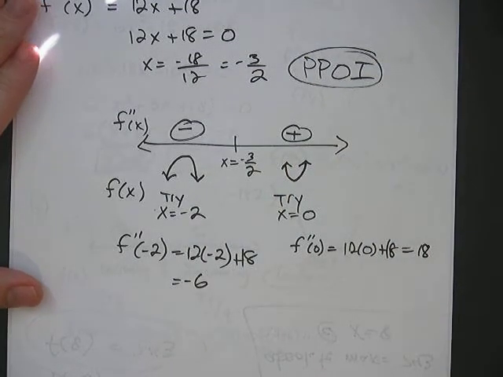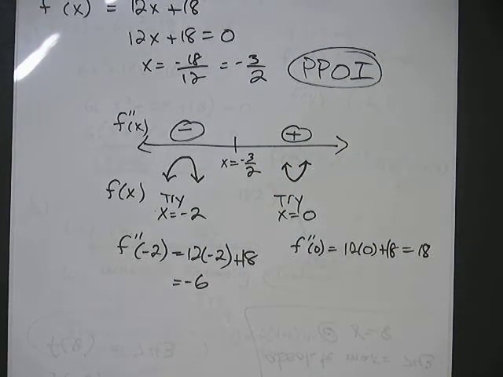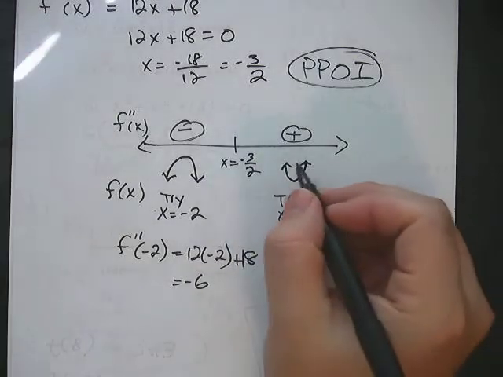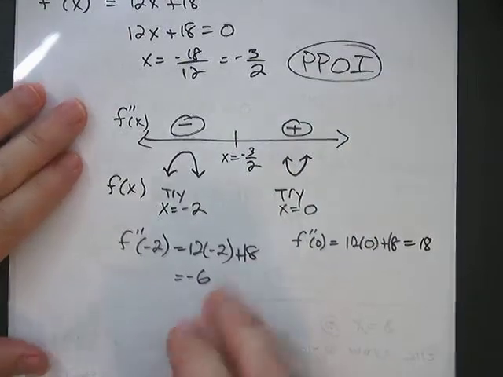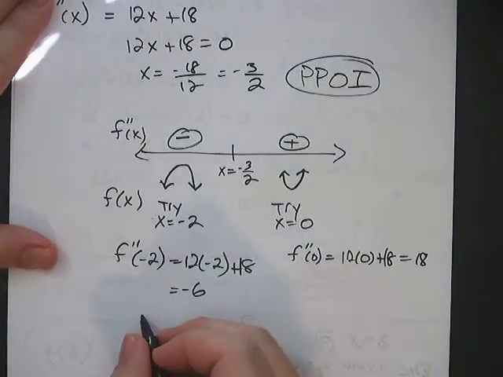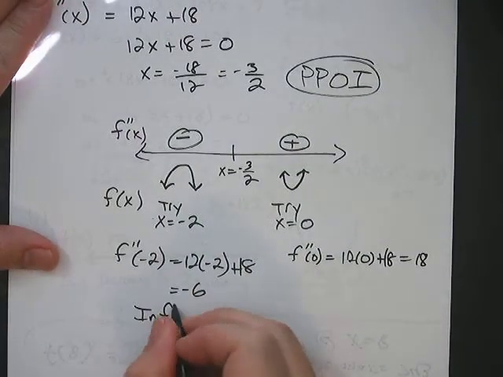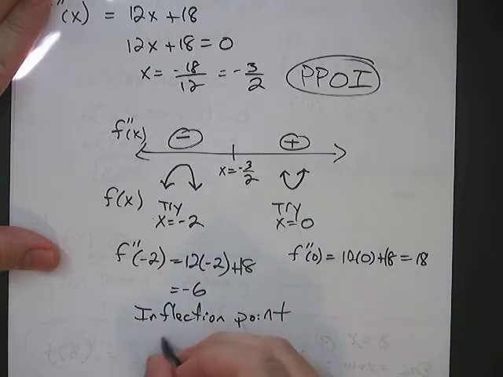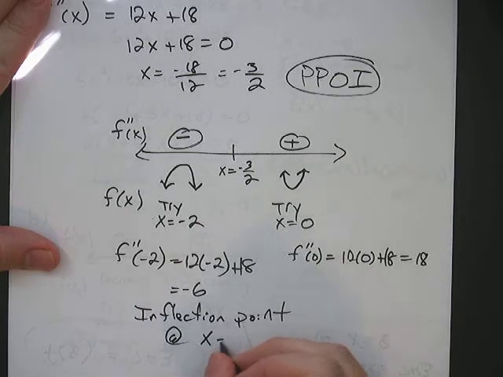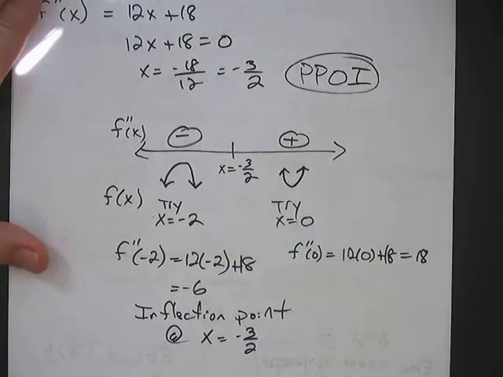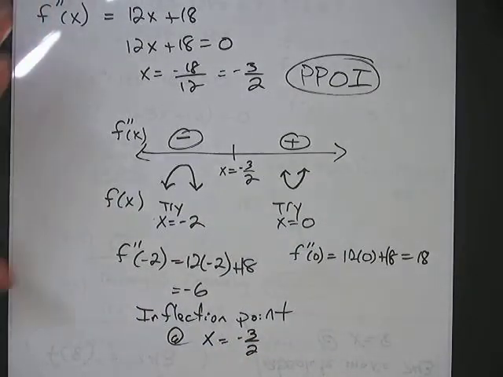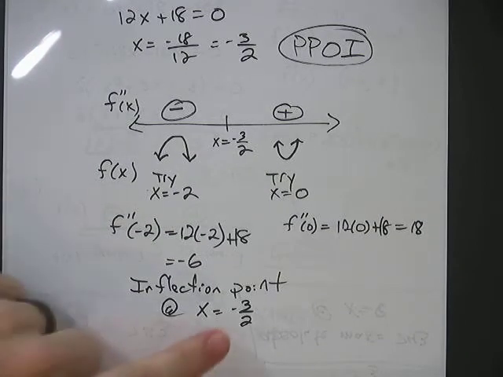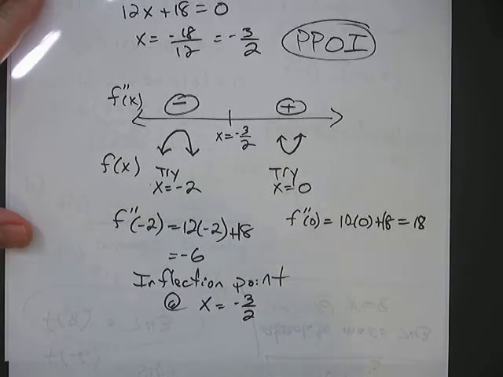Okay, so since the concavity changes, we go from concave down to concave up, then we do have a point of inflection. We have an inflection point. Let's write that down. Inflection point at x is equal to negative 3 over 2. You could get the y value if you wanted to go with that. I'm not going to do that this time, but if they actually ask for a point, you need to plug this into the original function and get the y value that goes with it.